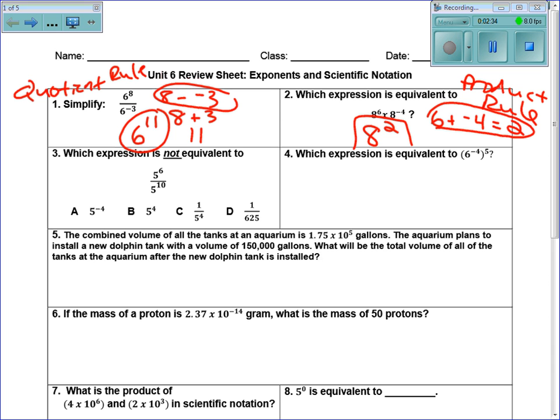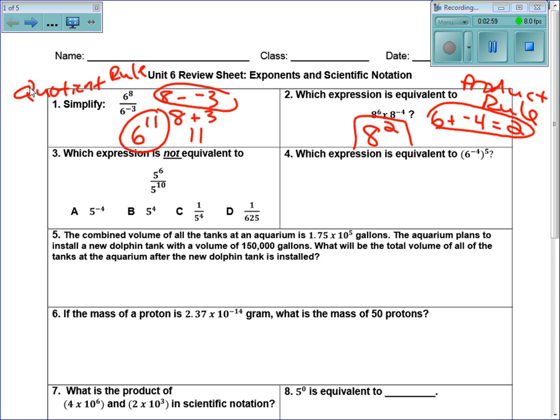Number 3. Which expression is not equivalent to 5 to the 6th divided by 5 to the 10th? So not equivalent to. That means that just out of the 4 choices, one of them is not equivalent to this, and 3 of them are equivalent to it. So there's a few ways of doing it. I'm going to show you the very straightforward way first.